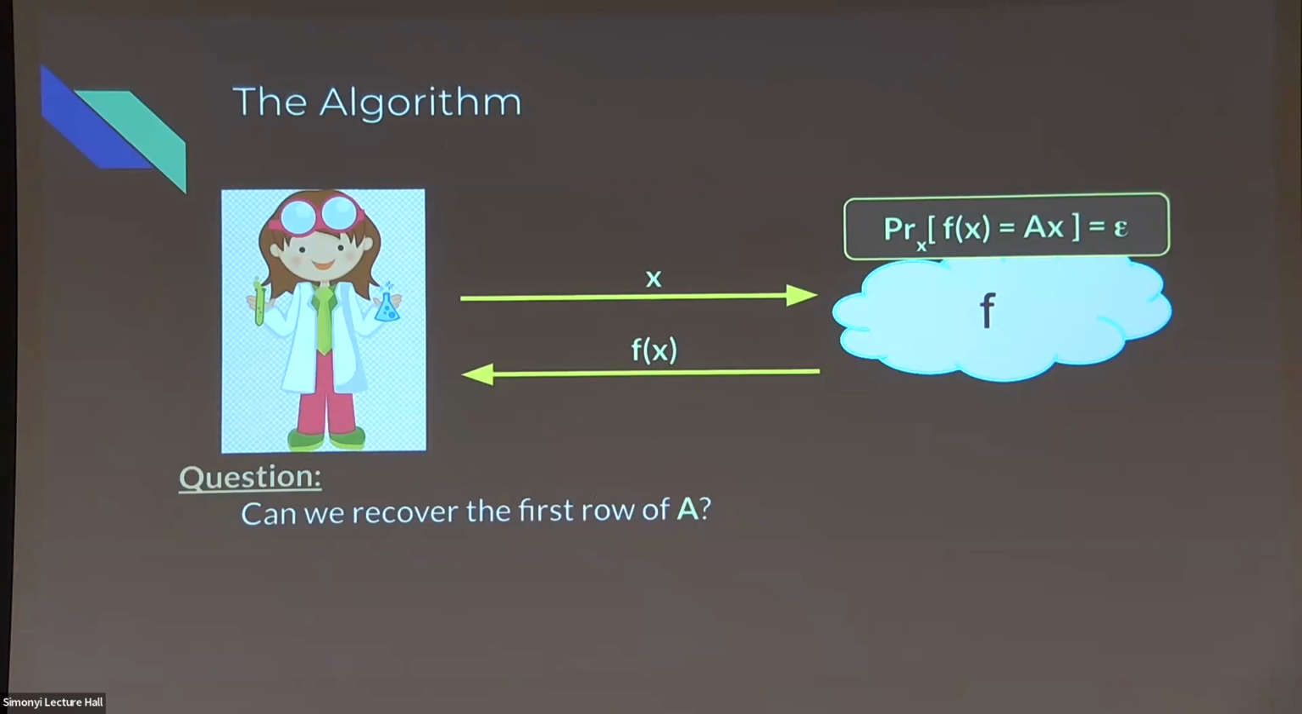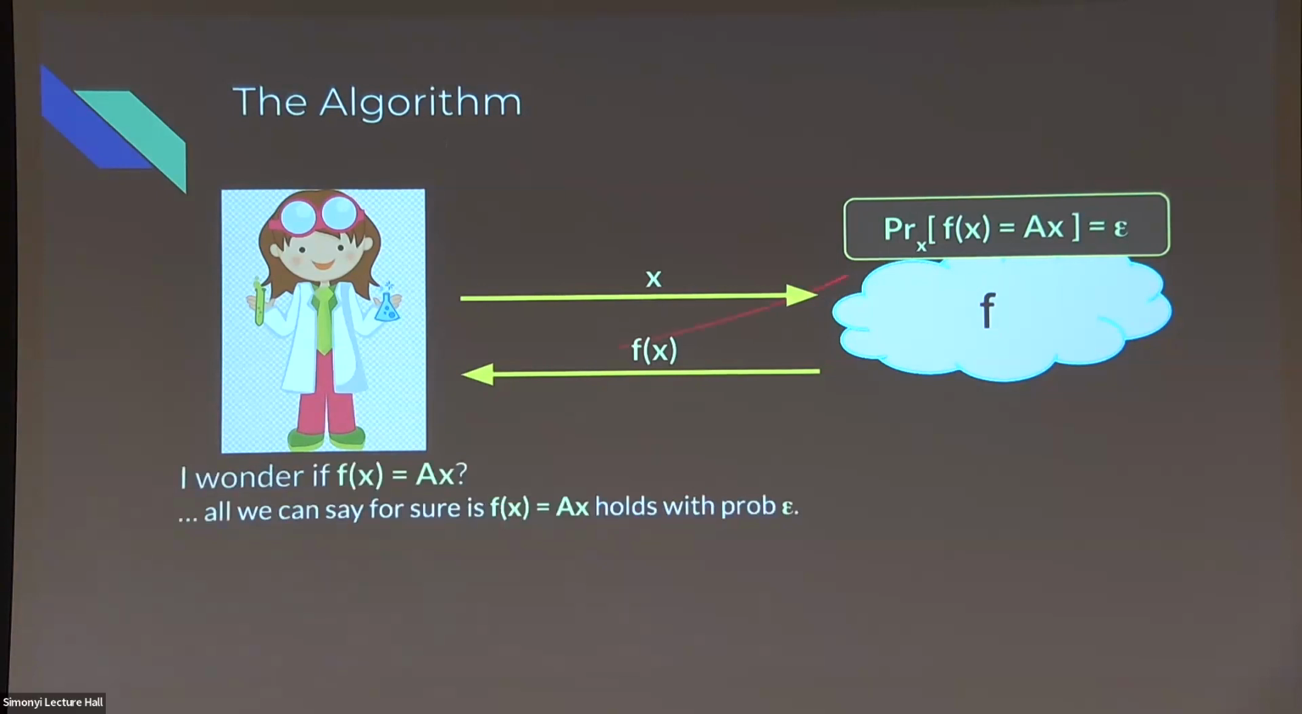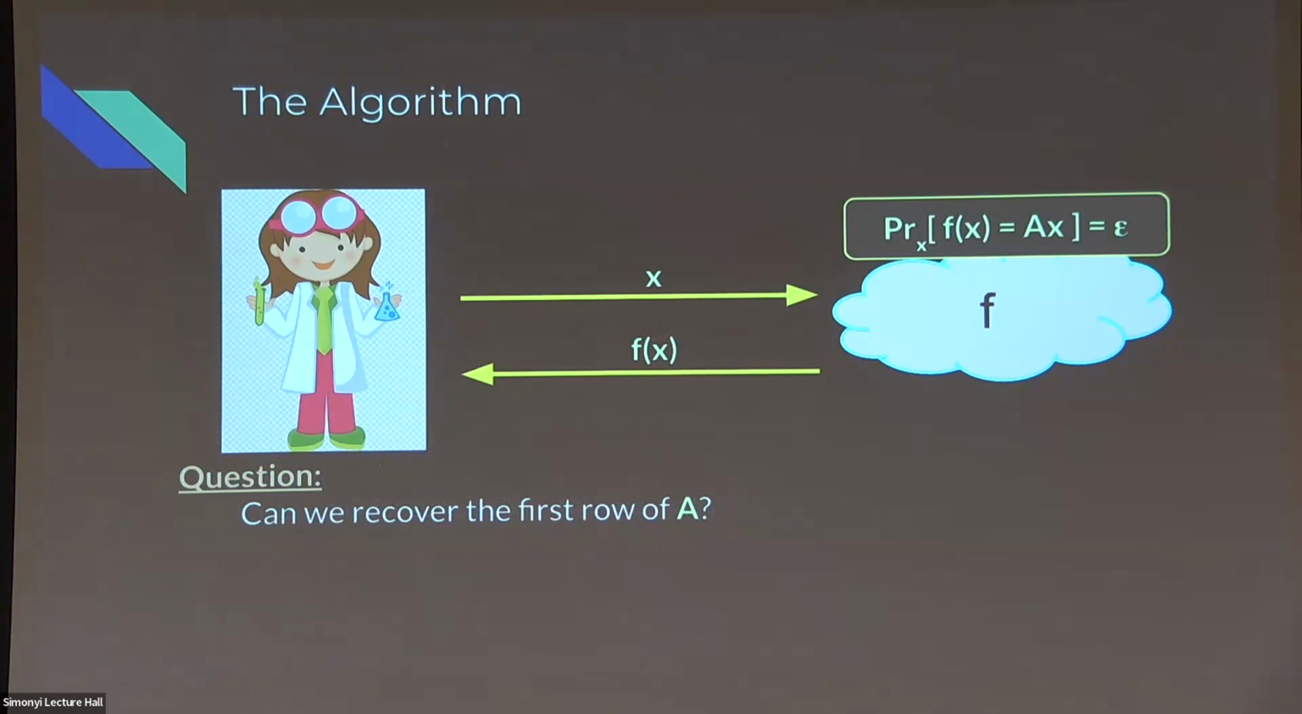Okay, so as a starting point to try to answer this question, we have a one-dimensional Goldreich-Levin theorem. Let's try to make use of it. It's a natural starting point. So, we can ask the question, can we recover the first row of A? Is that possible?